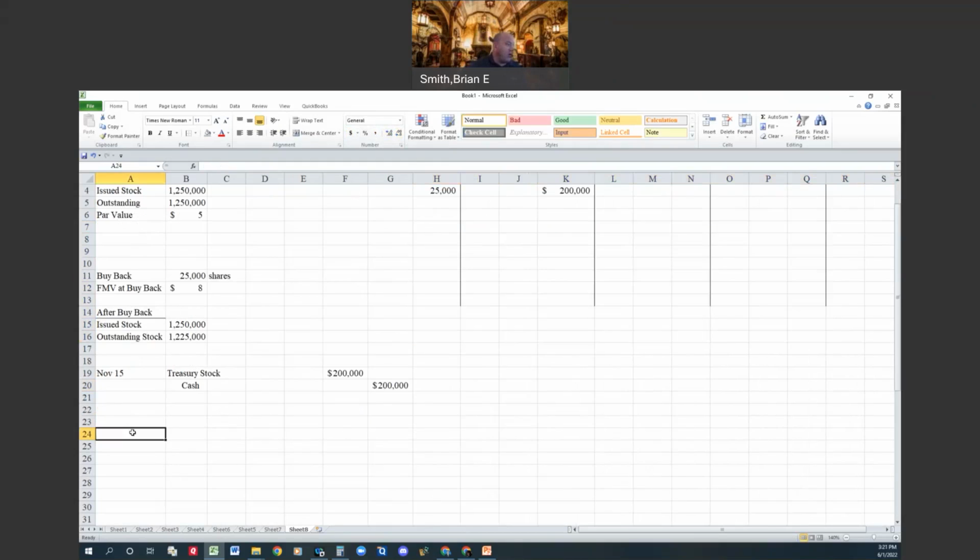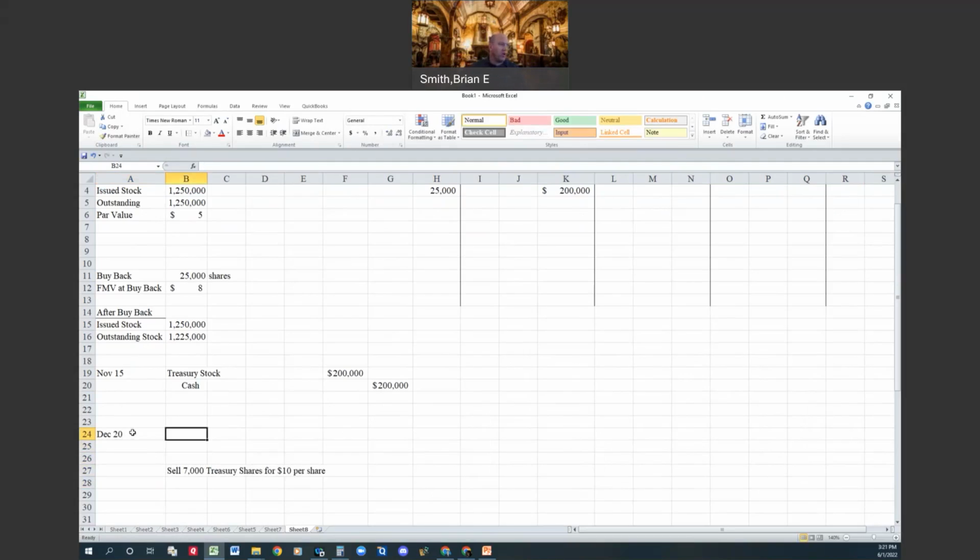Let's say now on December 20th, we're going to sell 7,000 treasury shares for, let's say, $10 per share. Now we can see right now that that's higher than what we bought them back at, right?